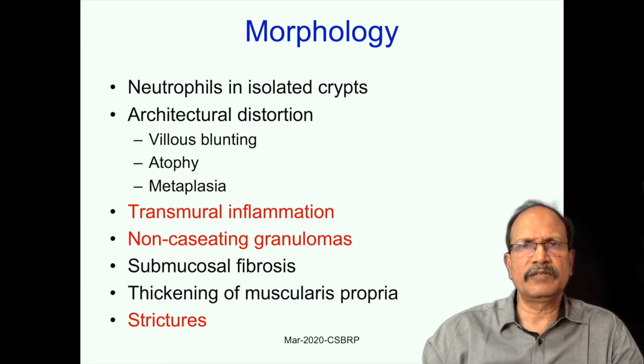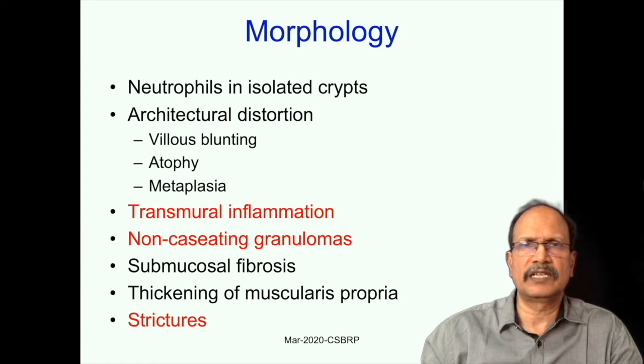Morphologically, microscopically, you will see neutrophils in isolated crypts, that is cryptitis, and architectural distortion, that means villus blunting, atrophy, and there may be metaplasia. What is important and specific for Crohn's disease is transmural inflammation. That means every layer of the intestine is involved in this inflammatory process, and it produces a granulomatous reaction. And these granulomas are non-caseating.